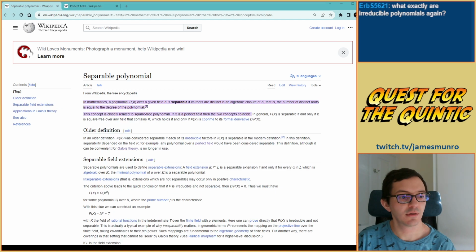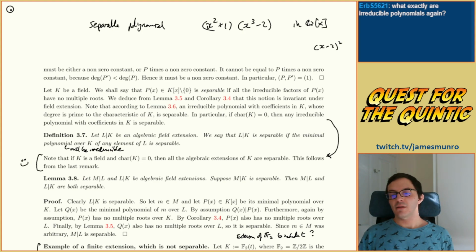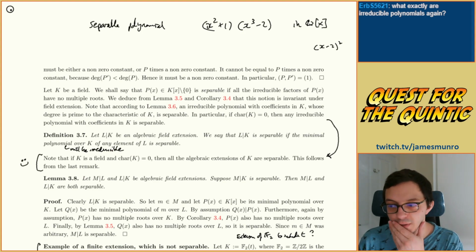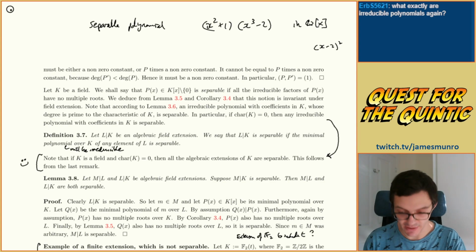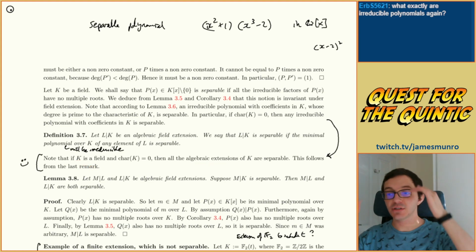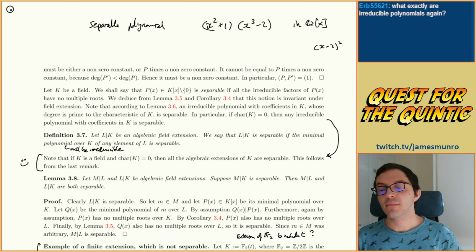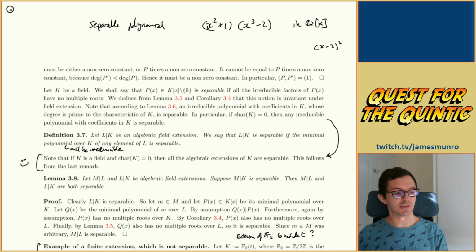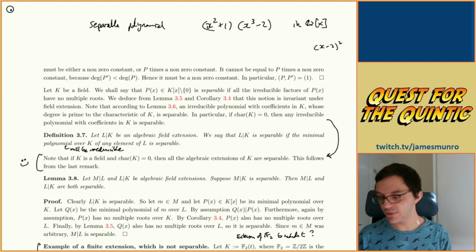about fields of characteristic 0 being good. Yeah, here it is, this smiley face thing. If K is a field like Q and the characteristic is 0, then all the algebraic extensions are separable. So can my route of least resistance just kind of assume that we're in this? Oh, Herb says, what are irreducible polynomials?